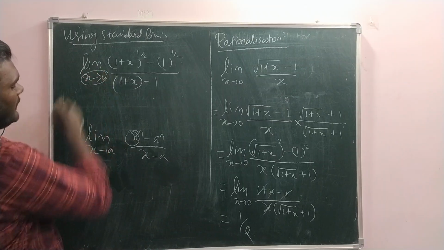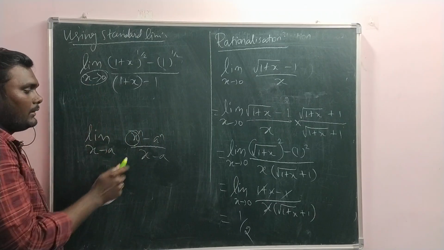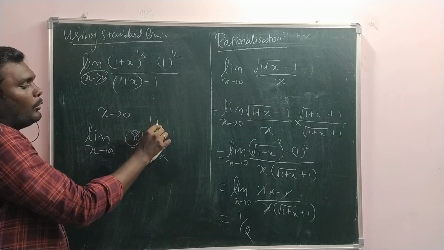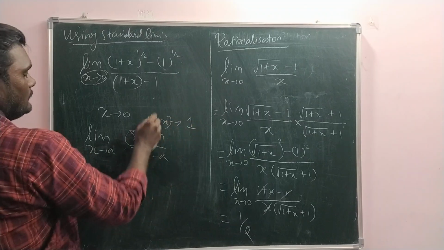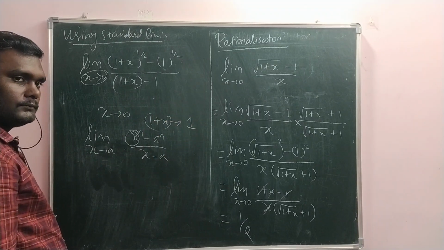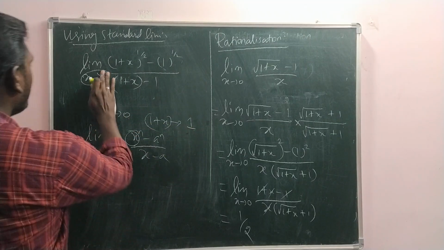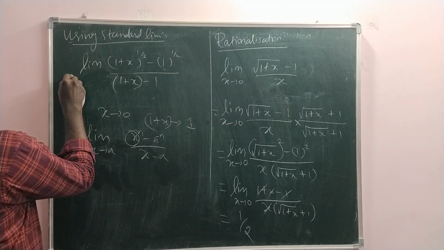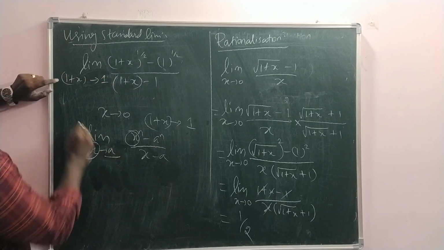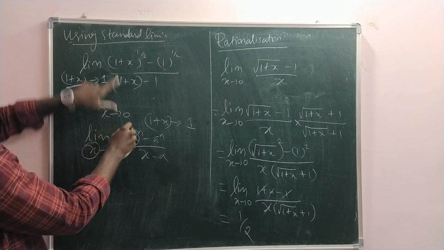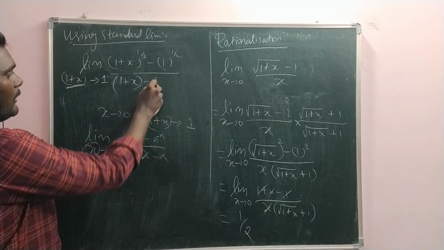And we should fix this limit. Now it is exactly matching the formula format. How can we fix this limit? When x approaches 0, 1 plus x approaches 1, is it or not? X is approaching 0, then 1 plus x approaches 1 plus 0, that is 1. So in this limit also we can change. X approaches 0 implies 1 plus x approaches 1. Now you see, x approaches a, x is 1 plus x, a is 1. So x power n, n is 1 by 2. The a value is 1.